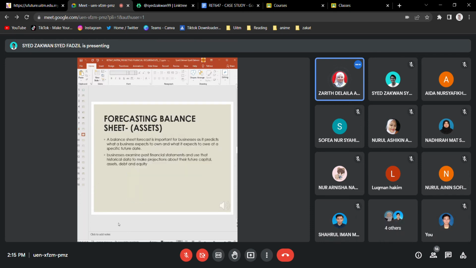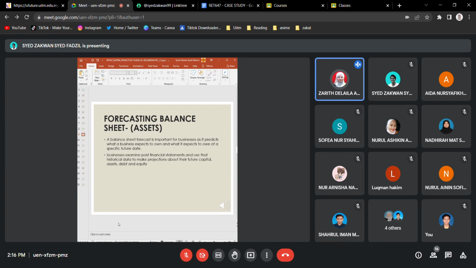Alright, now we move to forecasting the balance sheet. Okay, balance sheet, we know what the balance sheet is. Balance sheet forecasting is very important for the business because it will predict what a business expects to own and what it expects to owe at a specific future date. Sebab kita tahu dalam balance sheet ni kita punya liability and also kita punya asset. So by looking at this balance sheet, we know how much asset we're going to have and how many loan ataupun debt that we have in the future.